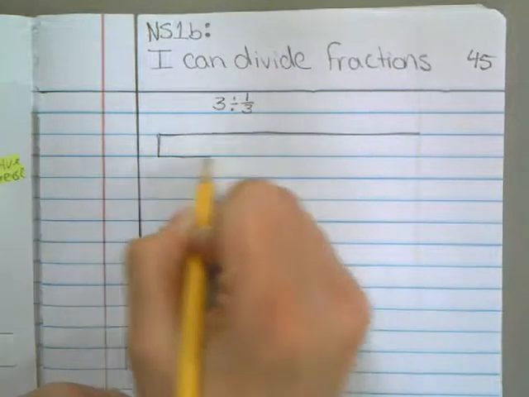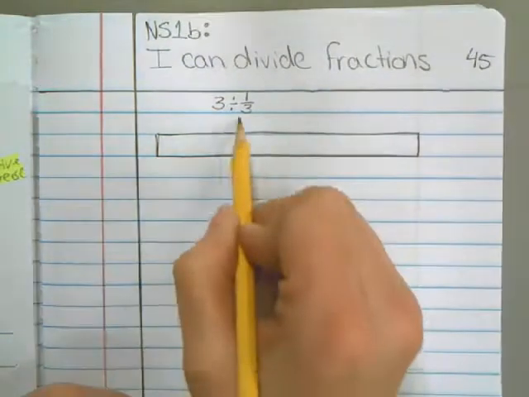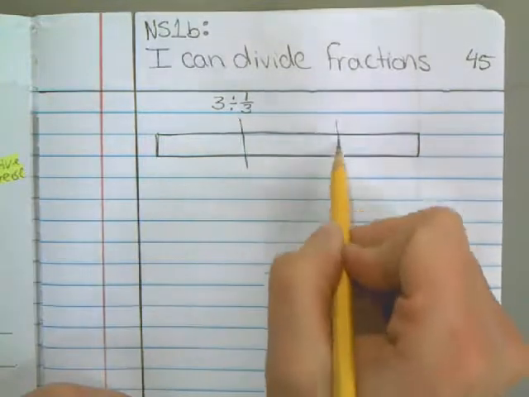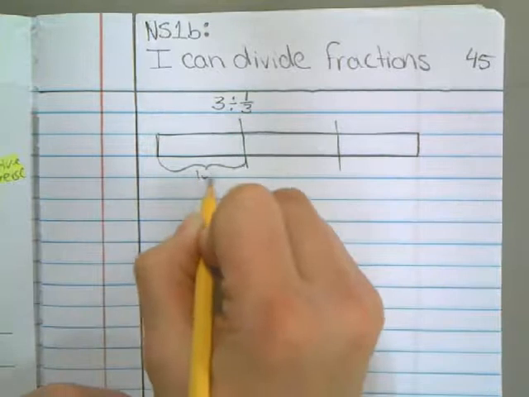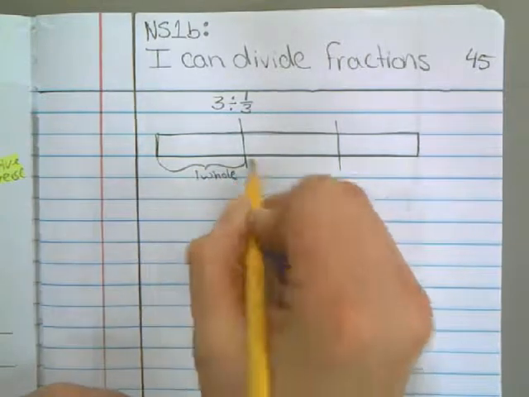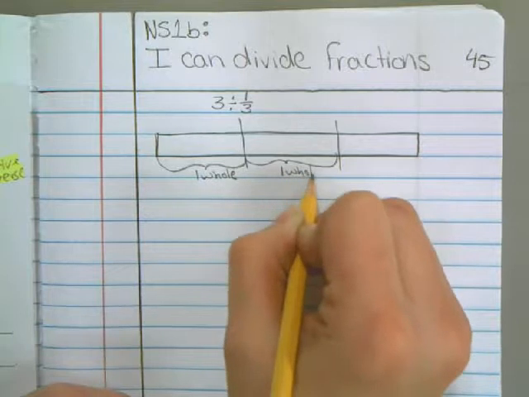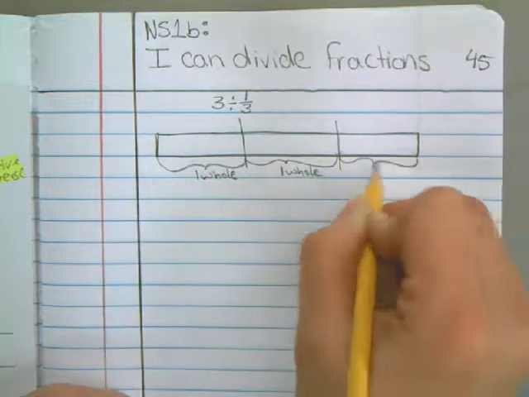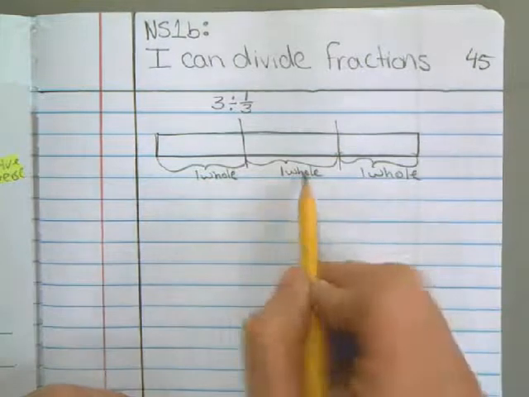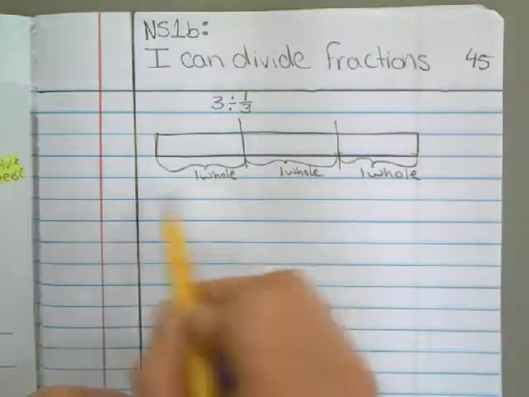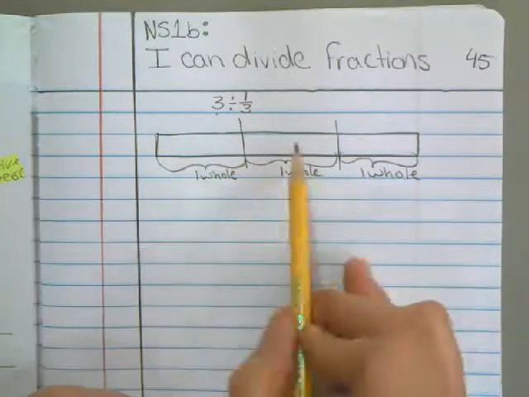I'm going to set up a bar here. Okay, and I'm going to divide that into 3 because this right here is 1 whole, and this here is 1 whole, and this here is 1 whole. And it's 1 plus 1 plus 1. That's where I get my 3 from. That's my 3 right here, my whole numbers. Here's 1 of them, 2 of them, 3 of them.